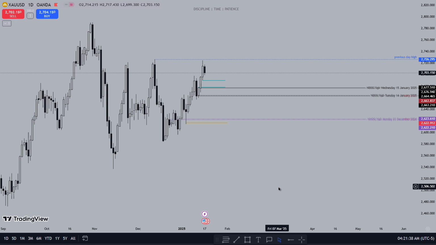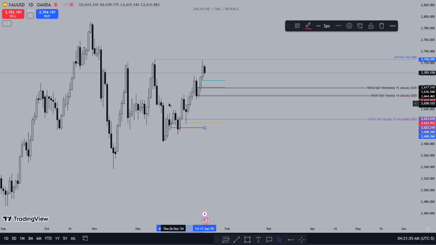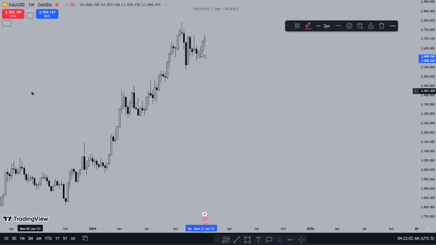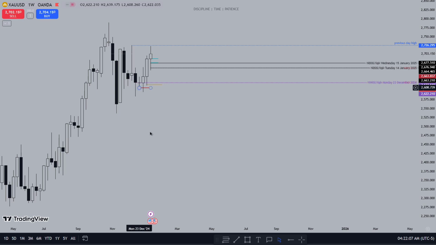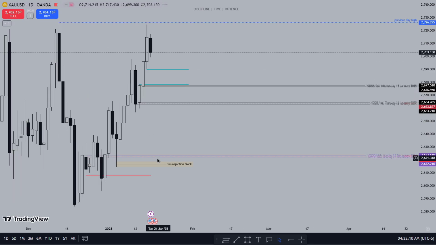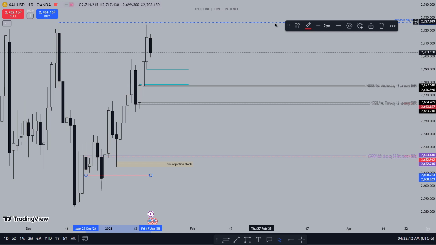So my initial draw on liquidity was somewhere around this area, which is, if you take a Fibonacci, let's just start by, this is the daily chart. This is a low, short-term low. Let's go to the week. Previous week low. Back to daily. This turtle soup.